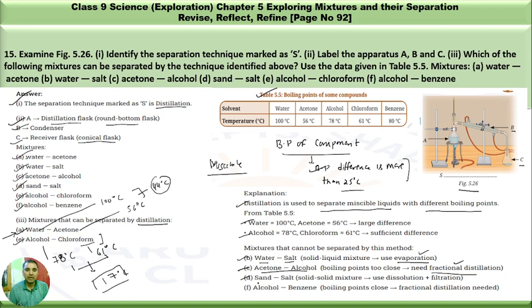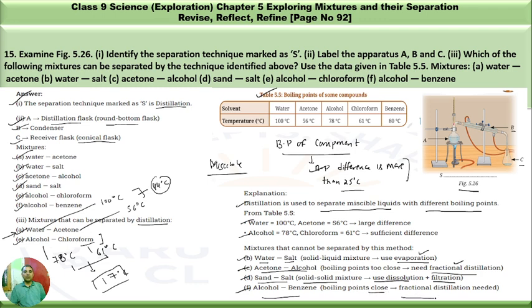The third one is sand and salt. Both are in the solid state, so it is a solid-solid mixture, and we have to use dissolution, that is, addition of water, and the filtration method. Both methods will be applicable here to separate this mixture. And the last one is alcohol and benzene. The boiling point of alcohol is 78 and benzene is 80 degrees Celsius. So there is a 2 degrees Celsius difference. The boiling points are too close to each other.